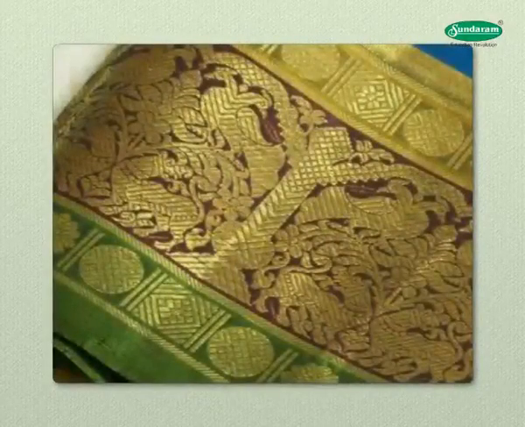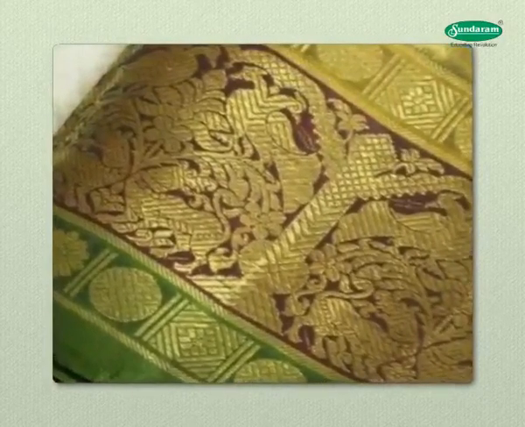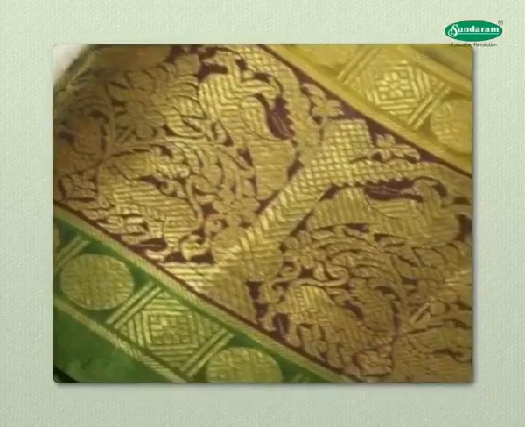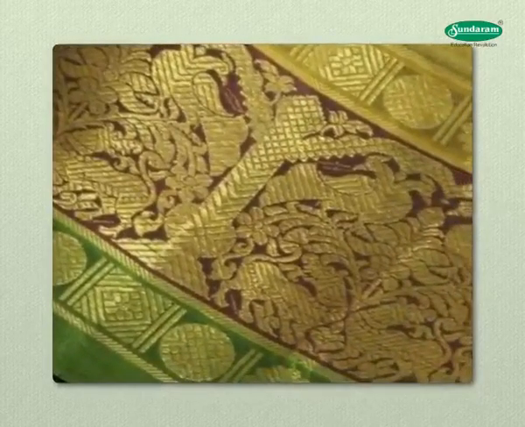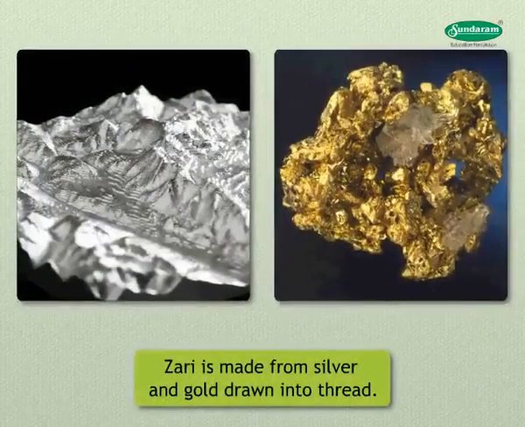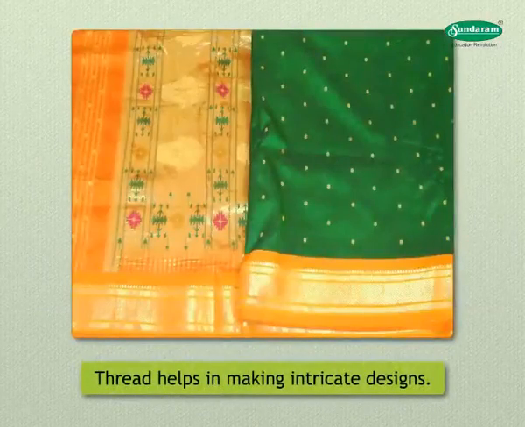Students, you all must have seen your mother's sari with a zari border. Observe the zari borders of pure silk saris. Do you know what this zari is made up of? And why do you think intricate designs with zari can be woven in a sari? Zari is made from silver and gold drawn into thread. These threads help in making intricate designs.